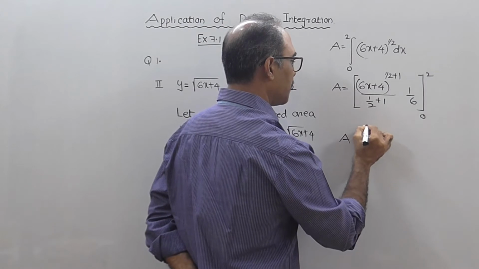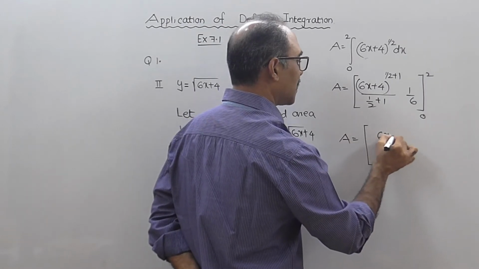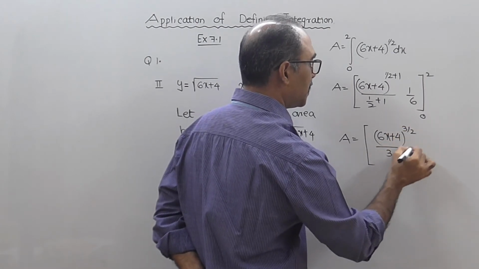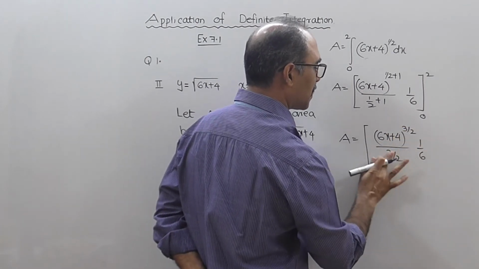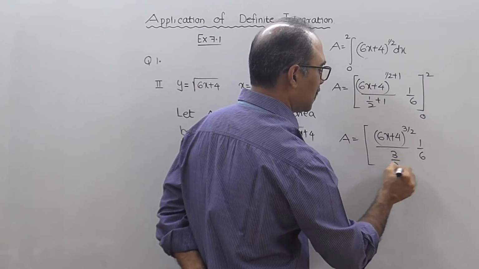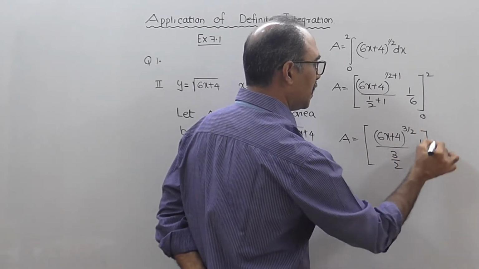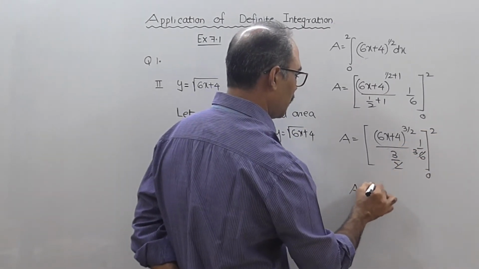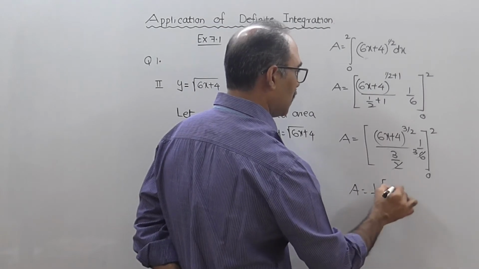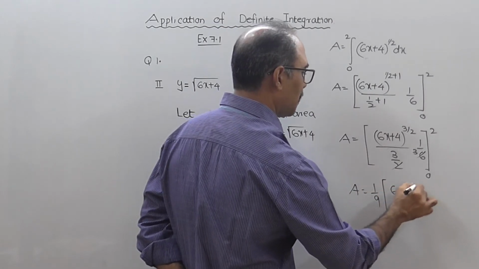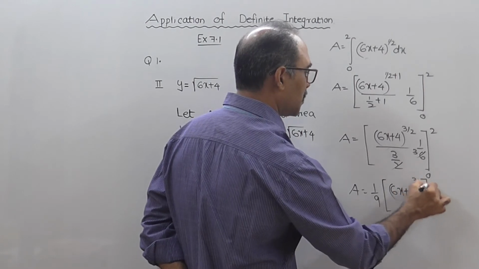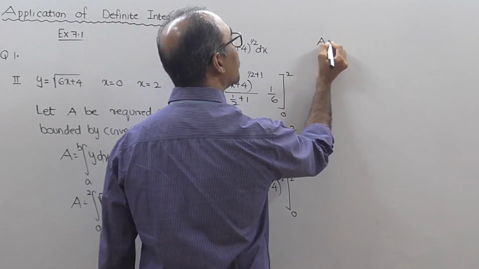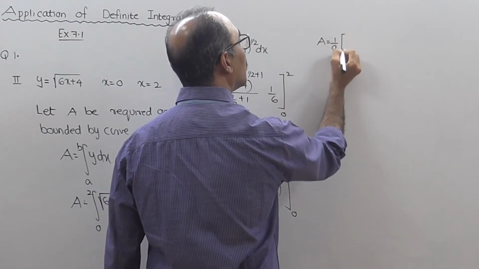So the area will be 6x plus 4 to the power 3 by 2, below it 3 by 2, times 1 upon 6. I'll write this as 3 by 2. And this will be 0 to 2. This will cancel, so I think we get area equal to 1 upon 9 times 6x plus 4 raised to 3 by 2, from 0 to 2.